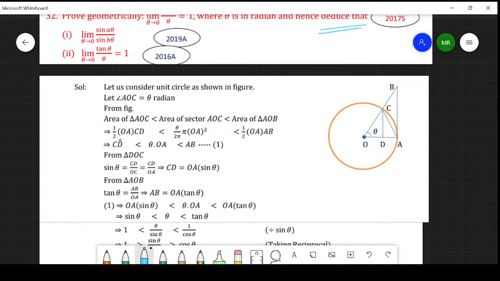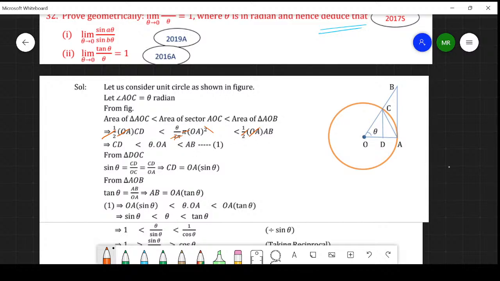Now you can see, half into OA I can eliminate from all the inequalities. I can eliminate half, I can eliminate this 2 and this half, and even OA and OA square, this OA I can eliminate. Even here pi and pi I can eliminate. The remaining I can write: CD less than theta into OA less than AB.